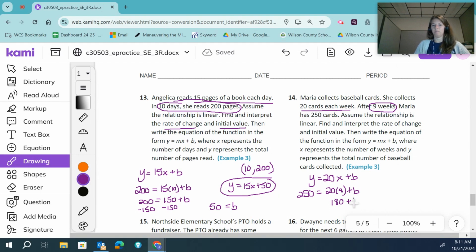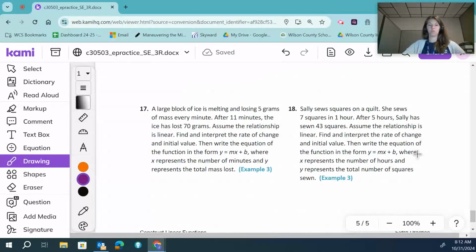180 plus b equals 250. Subtract 180 from both sides, and I get b is 70. So your equation is y equals 20x plus 70. Let's do one more together.